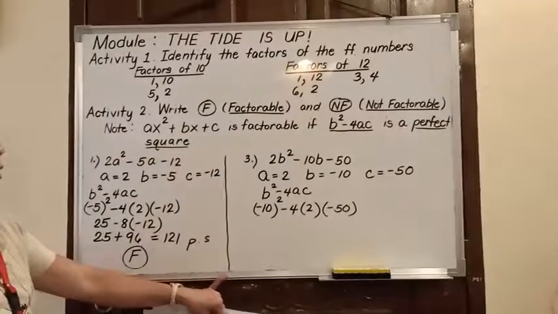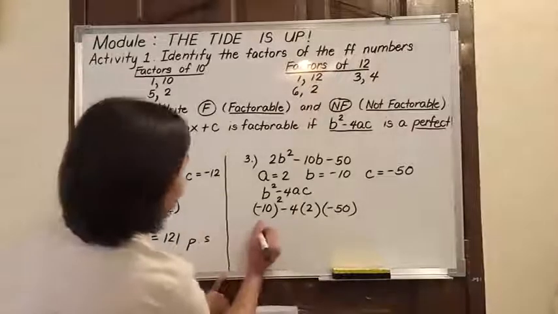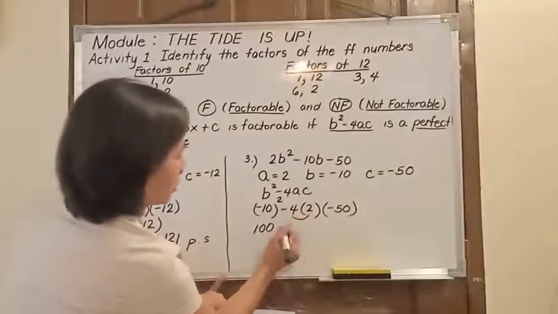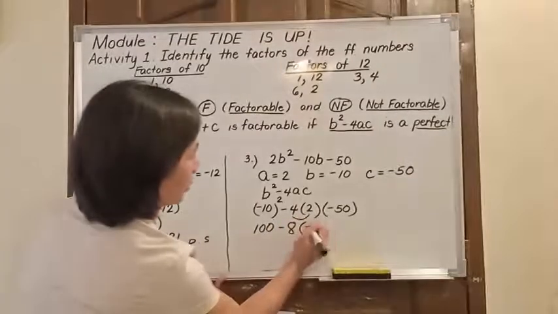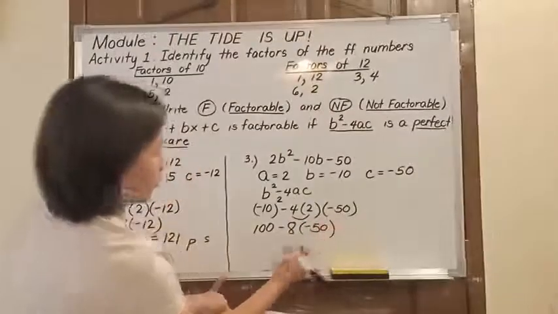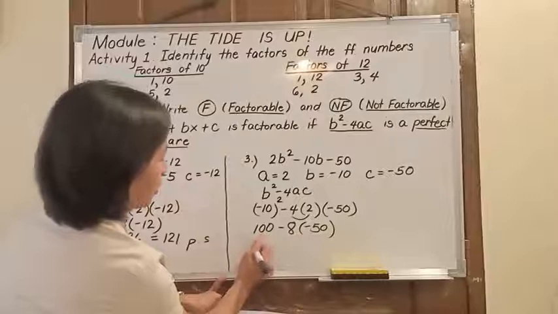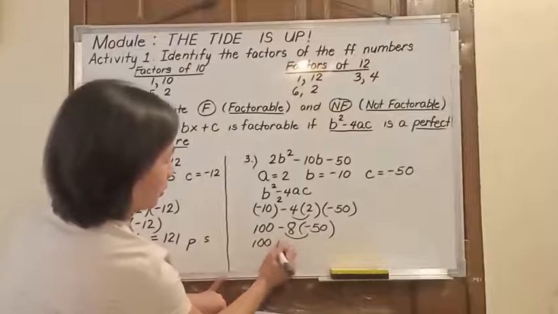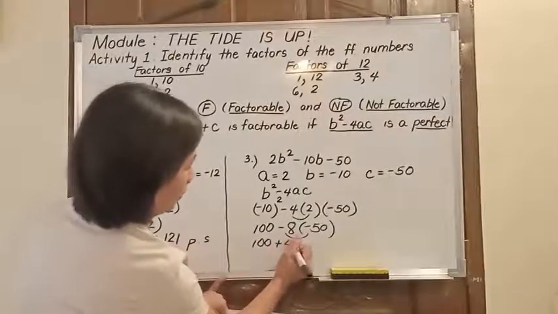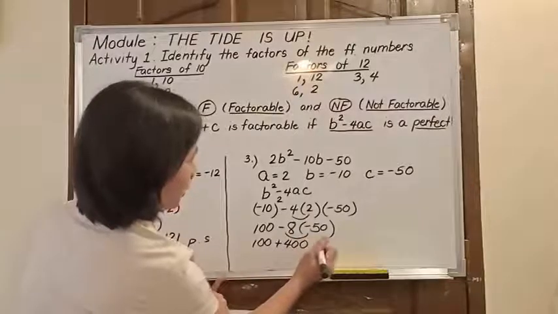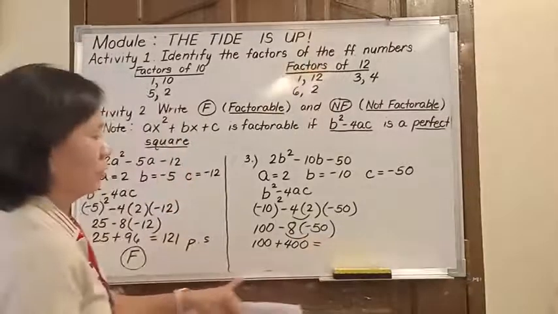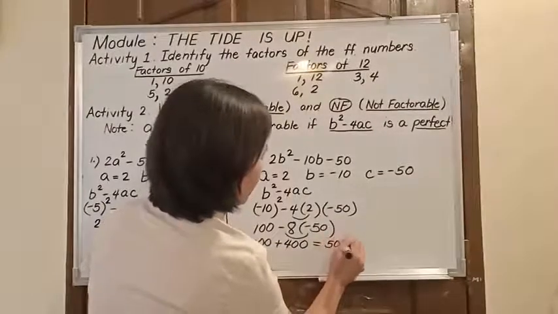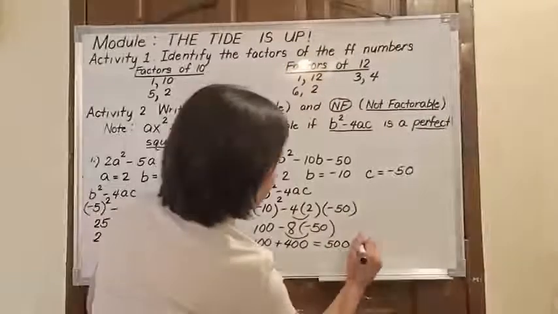Negative 10 squared. Negative 10 times negative 10 is positive 100. And then negative 4 times positive 2 is negative 8. Then bring down negative 50. Negative 50 times negative 8. So bring down 100. This will become positive 400. What is 400 plus 100? The value is 500. Is 500 a perfect square? No. So, this is not a perfect square.